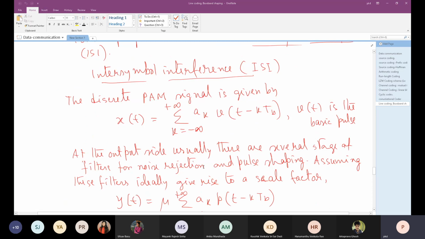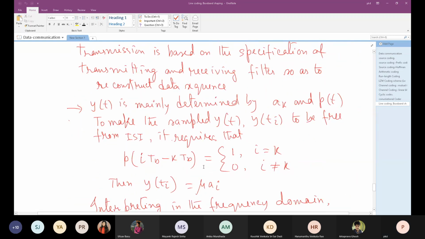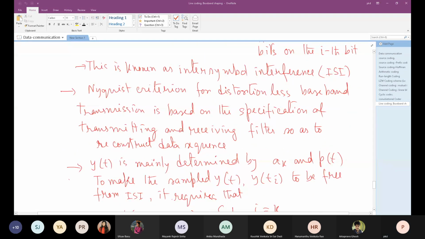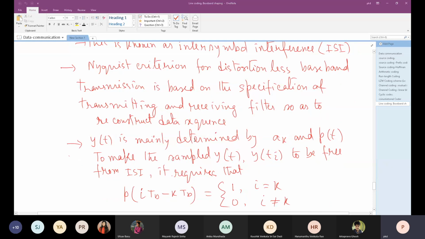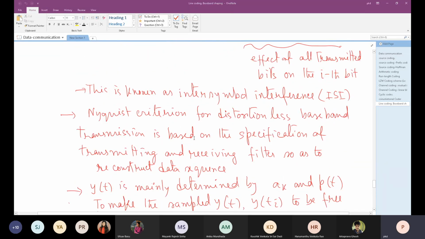It is also possible to manipulate the pulse waveform. So for that purpose, there was some sampling, and the Nyquist criterion has been introduced. So the idea is to have distortion-less sampling.